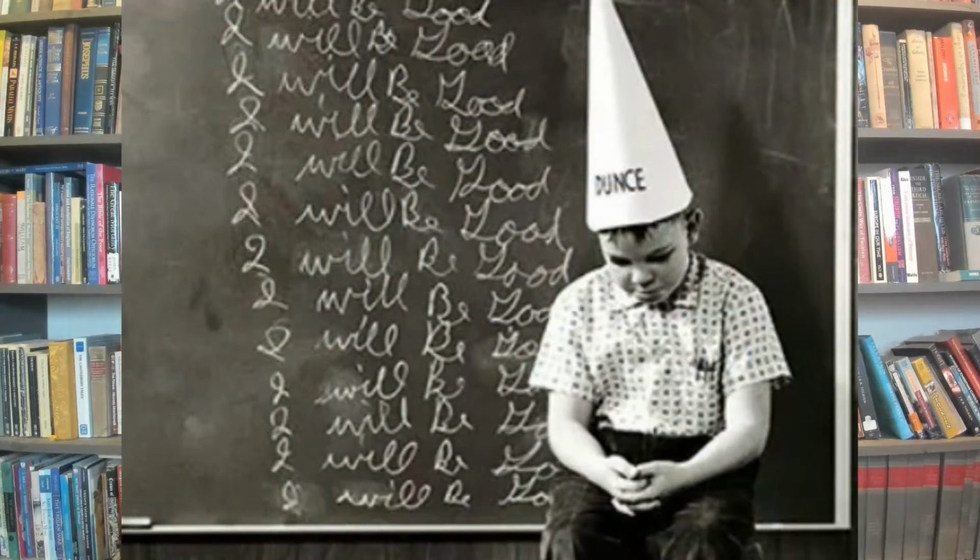Today we are talking about the dunce cap, which is the conical hat that students in the old days were made to wear as a punishment for misbehavior. Where did we get such a bizarre custom, and why was it called the dunce cap?